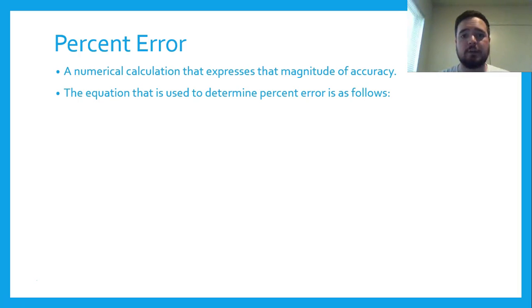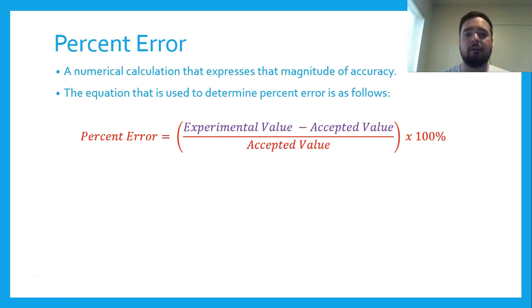So the equation that is used to determine percent error is as follows. Percent error is equivalent to experimental value minus accepted value divided by the accepted value times 100%. The reason why we do the accepted value on the bottom is because we know that it should be out of what's given to us. So when you're doing a mathematical proportion, you want to do it out of what you know, out of what the total is that you're trying to search for. So that's the reason why that's there.